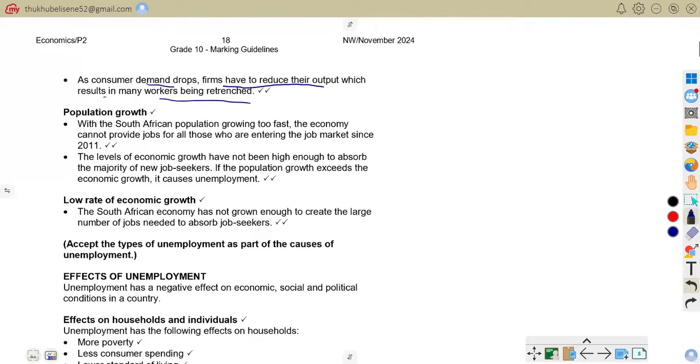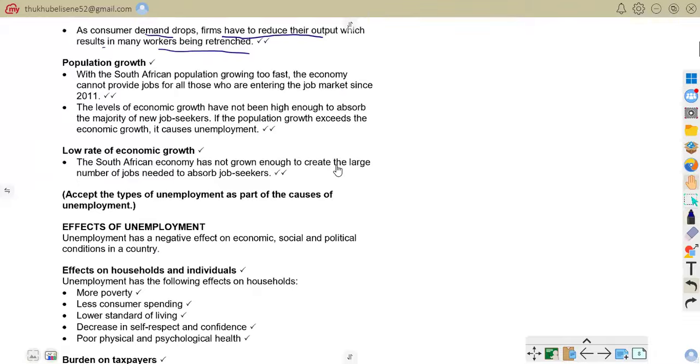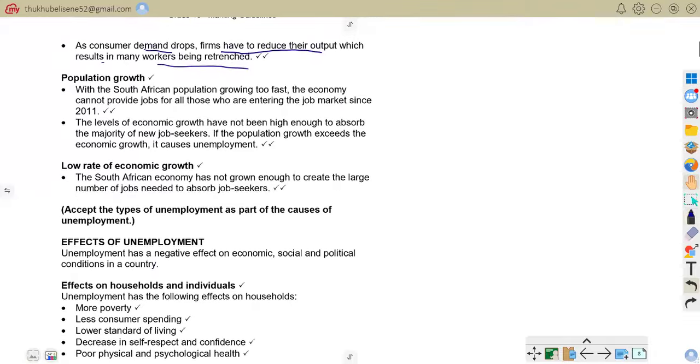Now let us come to population growth. Here we are on our population growth. More people enter the job market each year, but there are not enough jobs for everyone. And this increases competition for limited employment opportunities.